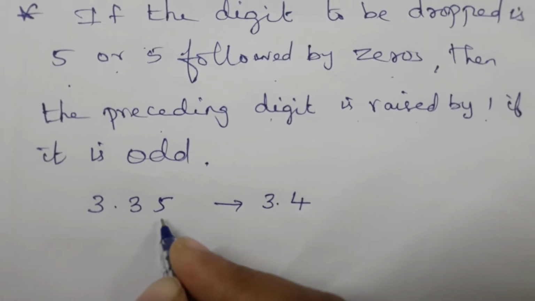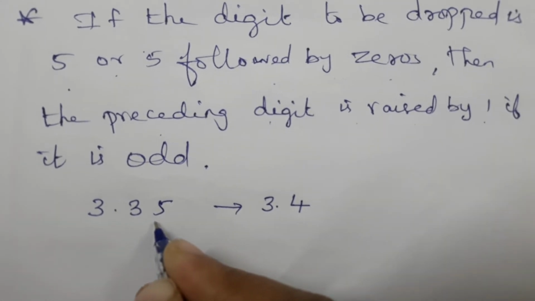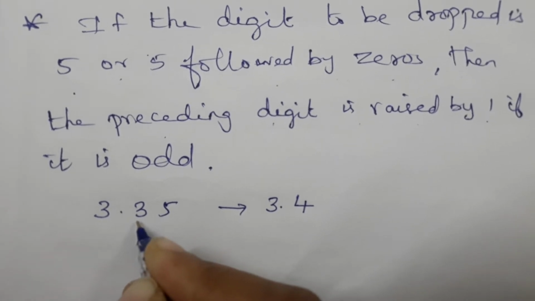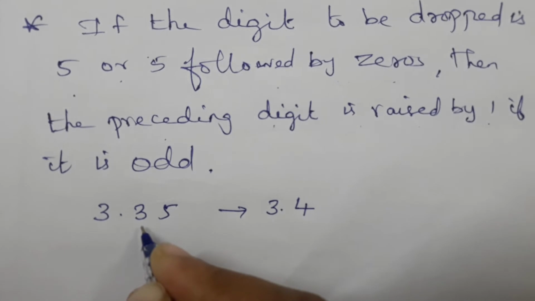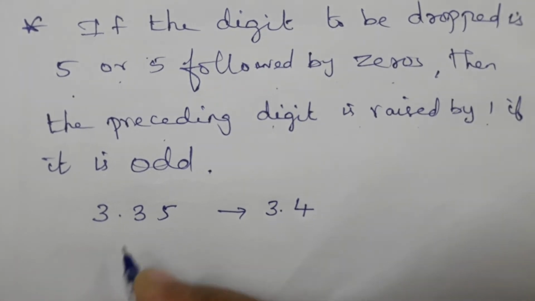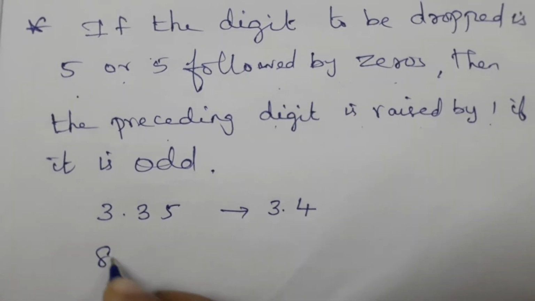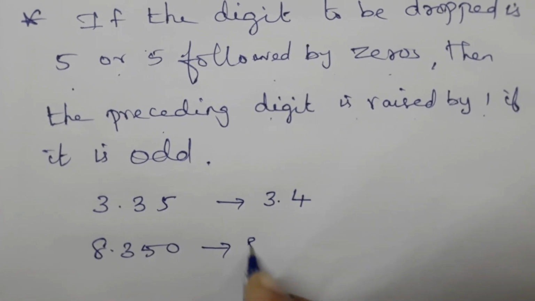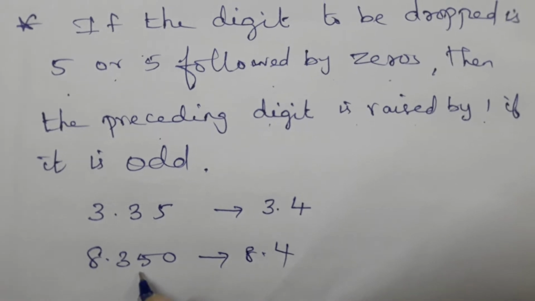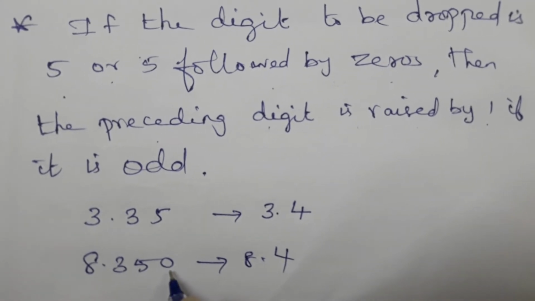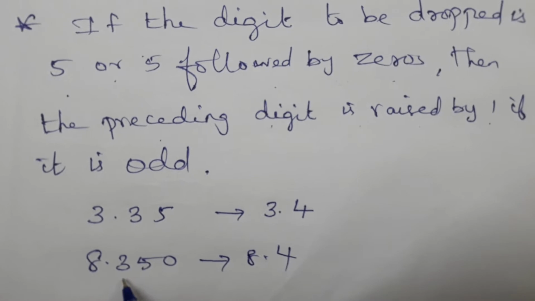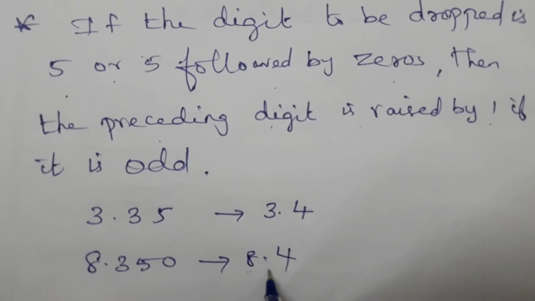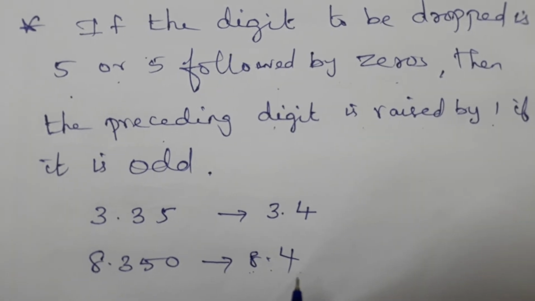The digit to be dropped is 5. The preceding digit is raised by 1 because it is odd. If it is even, it should not rise. If it is odd, you have to add 1. Another example, 8.350 is rounded off to 8.4. The digit to be dropped is 5 followed by zeros and the preceding digit is odd. So we can round it off to 8.4.